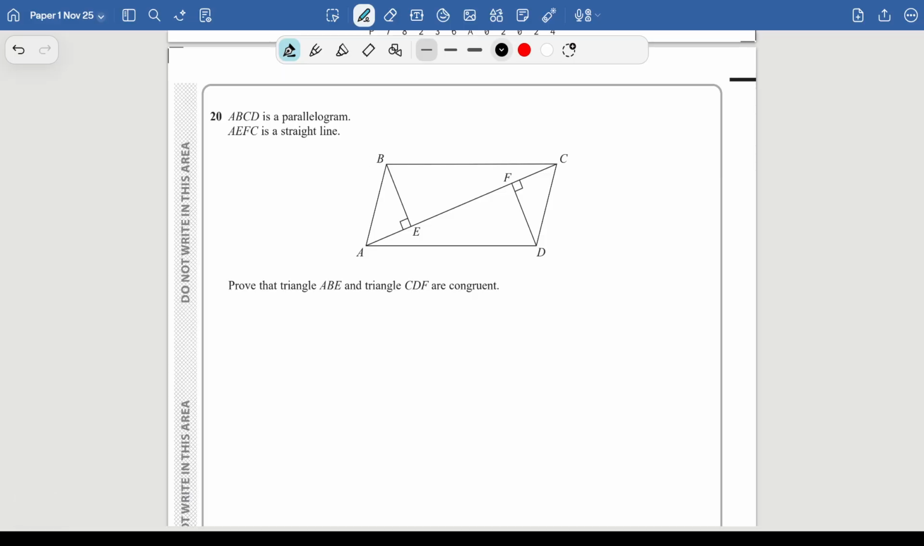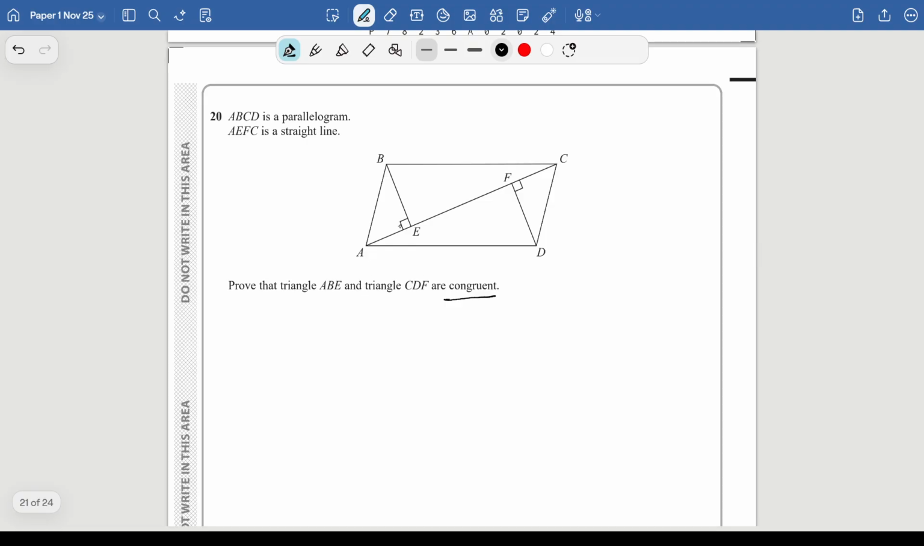The next question is: ABCD is a parallelogram. AEFC is a straight line. Prove that ABE and CDF are congruent. Now to show that they are congruent, we have to show the angles and the corresponding sides are of equal length and size. So what can we start with?